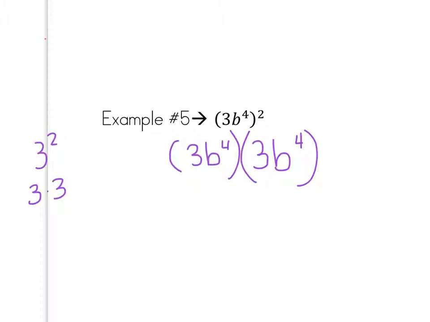Now I'm multiplying 2 numbers together, 2 monomials together. 3 times 3 is 9, and b to the 4th times b to the 4th, well, 4 plus 4 is 8.